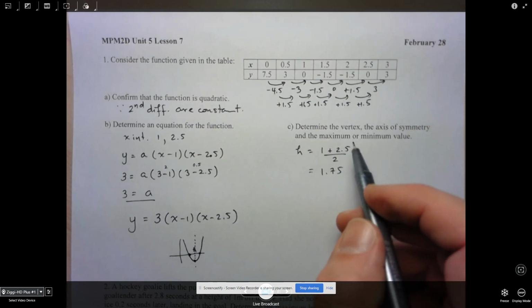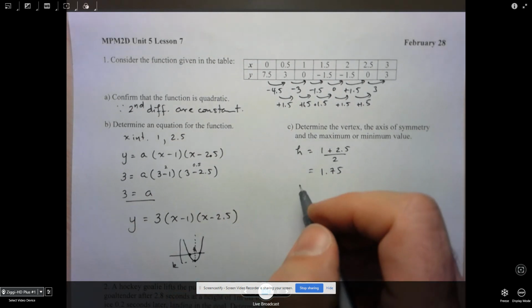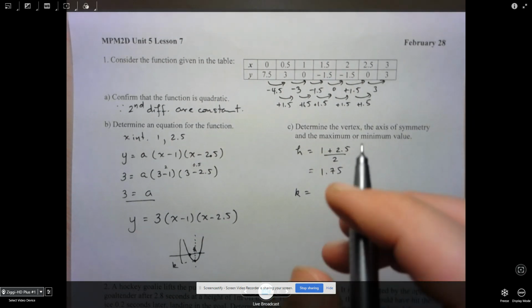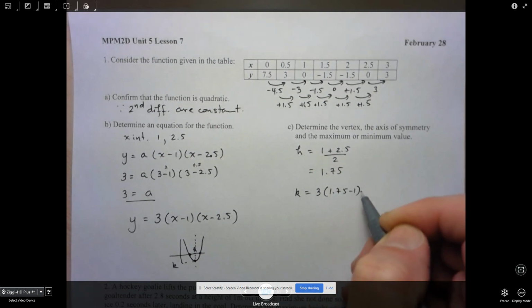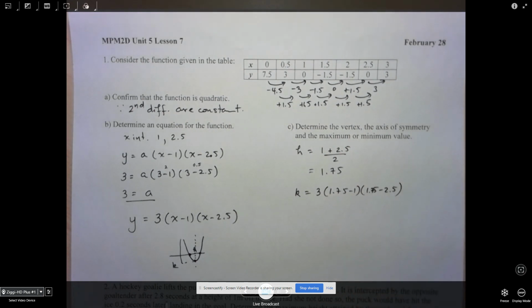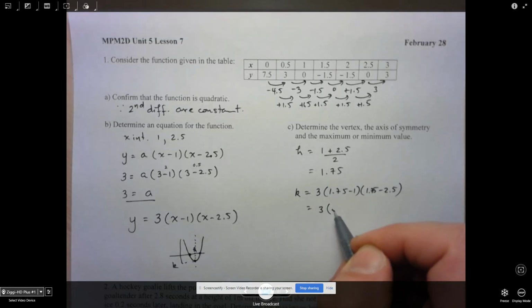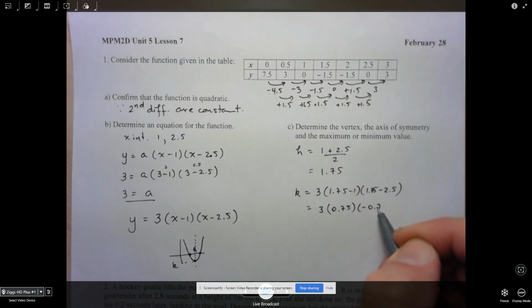But if I want the maximum and minimum value, I need the k value, the y value of the vertex. So now that we have the x value, we can just stick it into the equation and determine that y value. So our y value, specifically the k, which is the y value of the vertex, is just going to be given by 3 times (1.75 minus 1) times (1.75 minus 2.5). And now we can solve for this y value here. So 3 times, so this is going to be 0.75, and this is going to be, well, actually, that's just going to be negative 0.75.